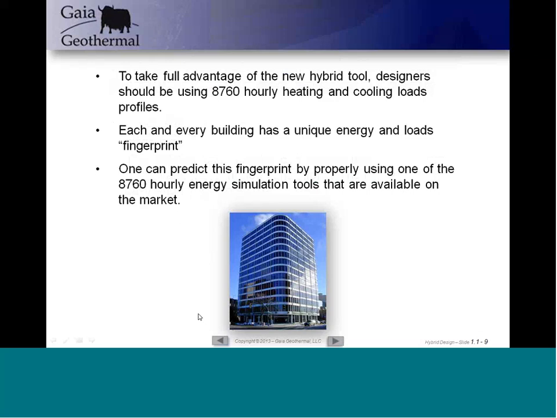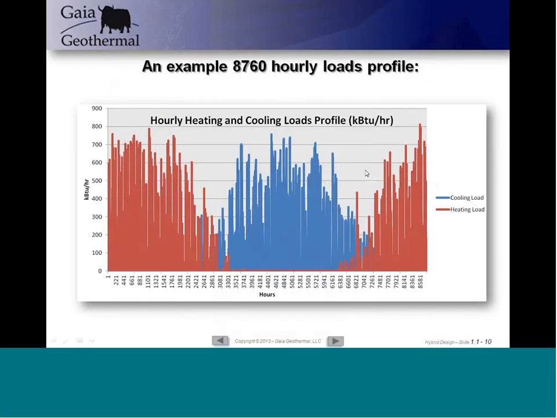If you don't have 8760 data, the new hybrid tools still are much more powerful than the old one, but you just can't take full advantage of them. So here's an example of an 8760 hourly loads profile. We have on the y-axis the load per hour, kBtu per hour. On the x-axis we have hours from hour 1, which is January 1st at midnight, and then 8760, which is December 31st at 11 p.m. You can see the heating load in red and the cooling load in blue, and you can see for each hour of the year we have an idea of what the loads are going to be.